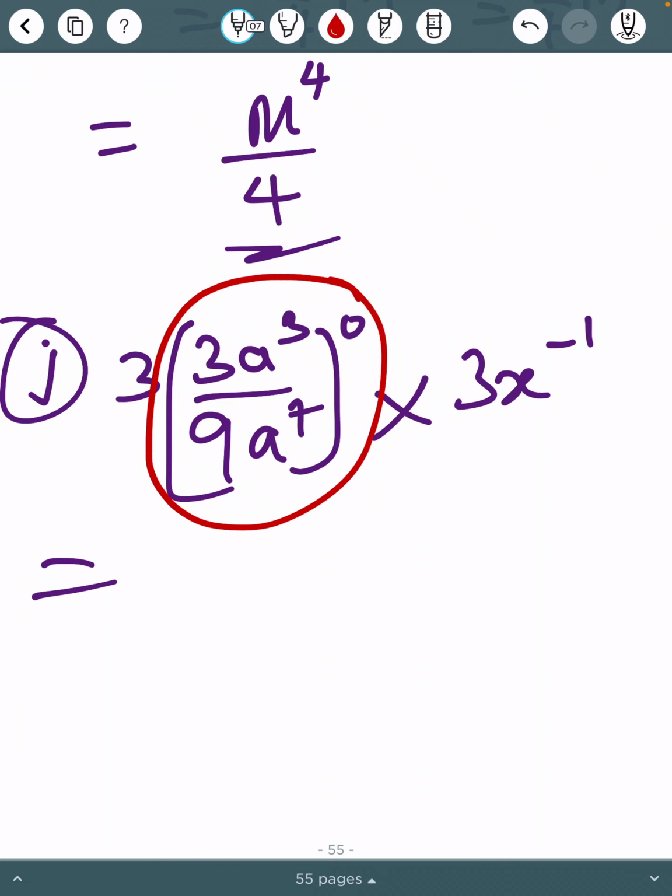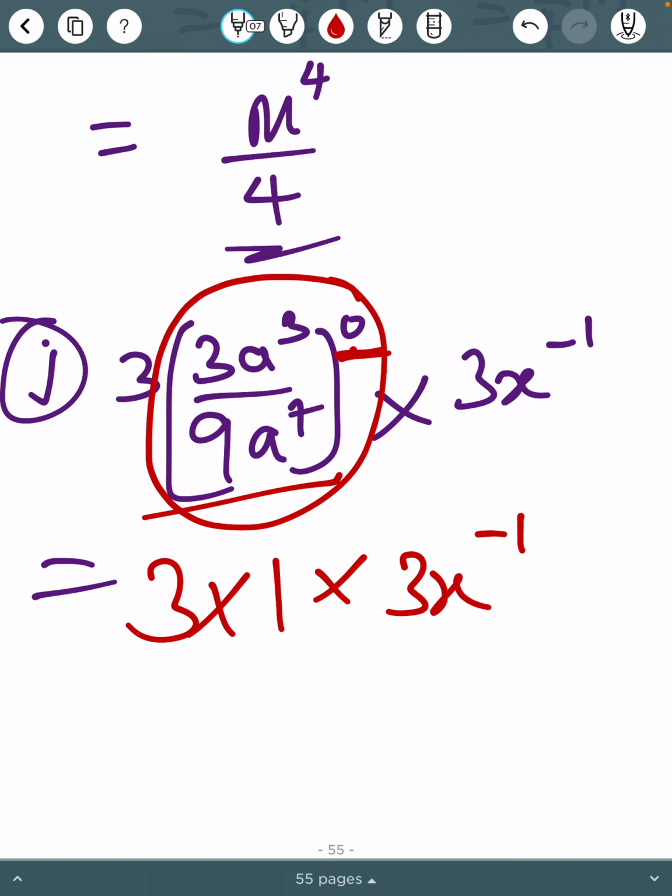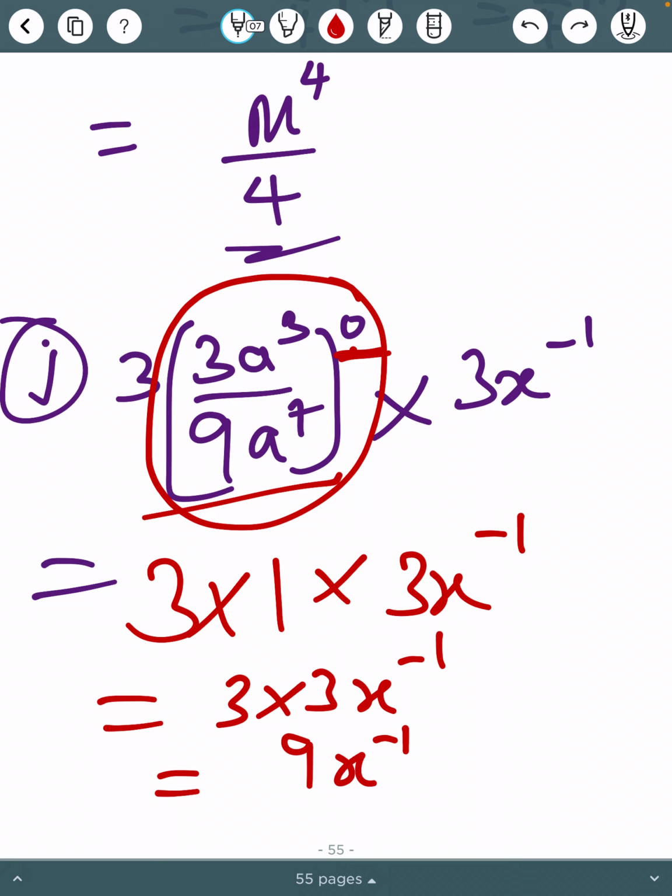I'm sorry, 1, not 0. Because anything raised to power 0 is what? 1. So my answer for that will be 3 times 1 times 3x raised to power minus 1. That's 3 times 3x raised to power minus 1. That gives 9x raised to power minus 1, or 9 times 1 over x, or 9 over x. Yeah, so I choose. Question K.